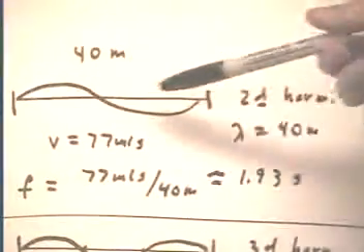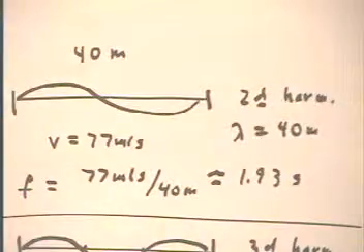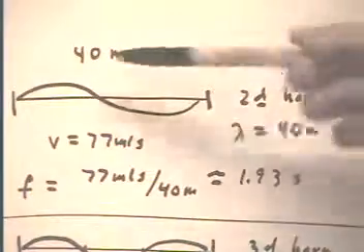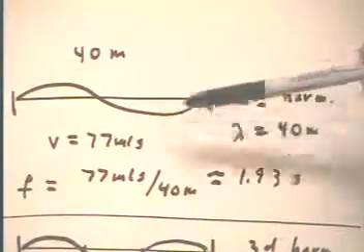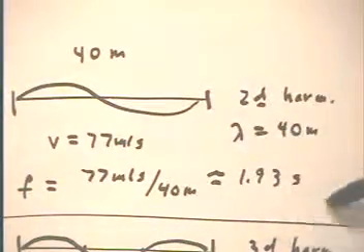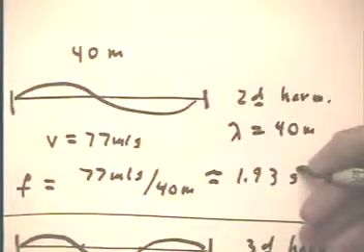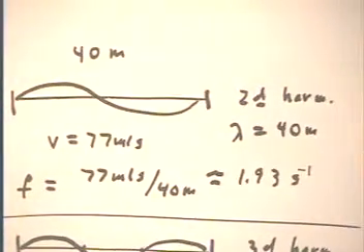Well, the wave will move 77 meters in a second. The wavelength is only 40 meters, so we're going to get almost 2 complete waves moving by us in a second. Every time a wave moves by us, this thing goes through a complete cycle. Our frequency is therefore 77 meters per second over 40 meters, or 1.93 cycles per second. My units weren't right there. That should be per second.